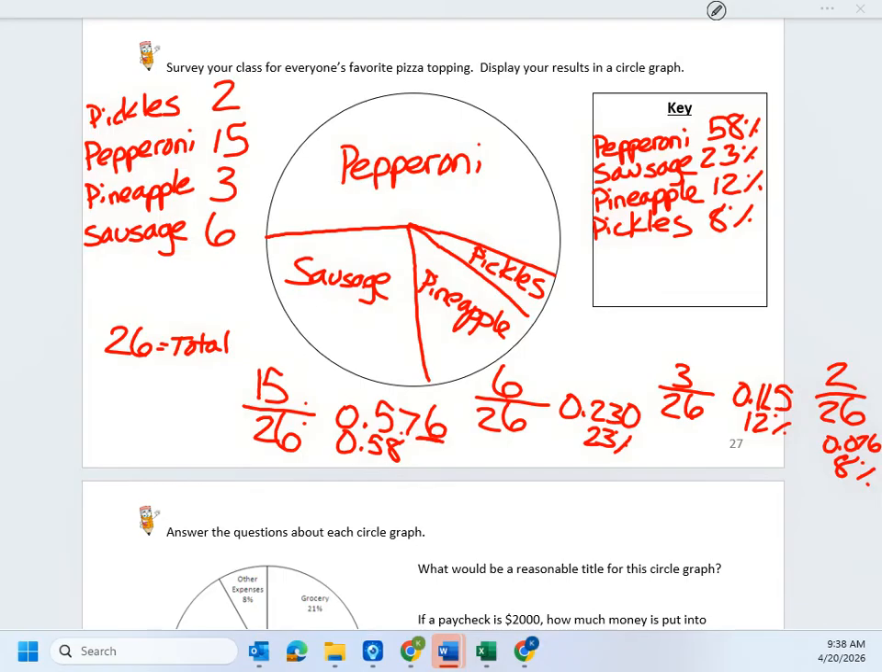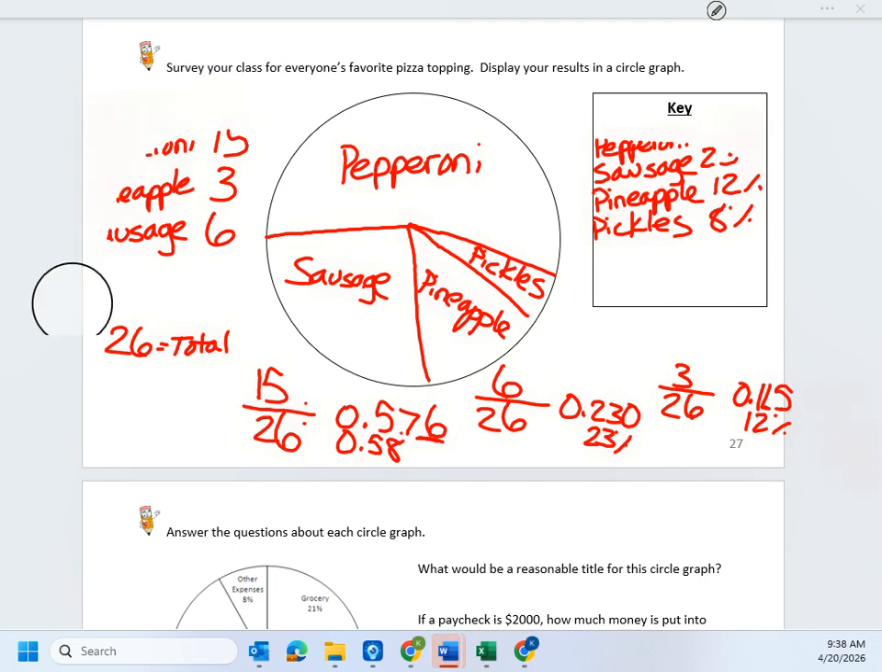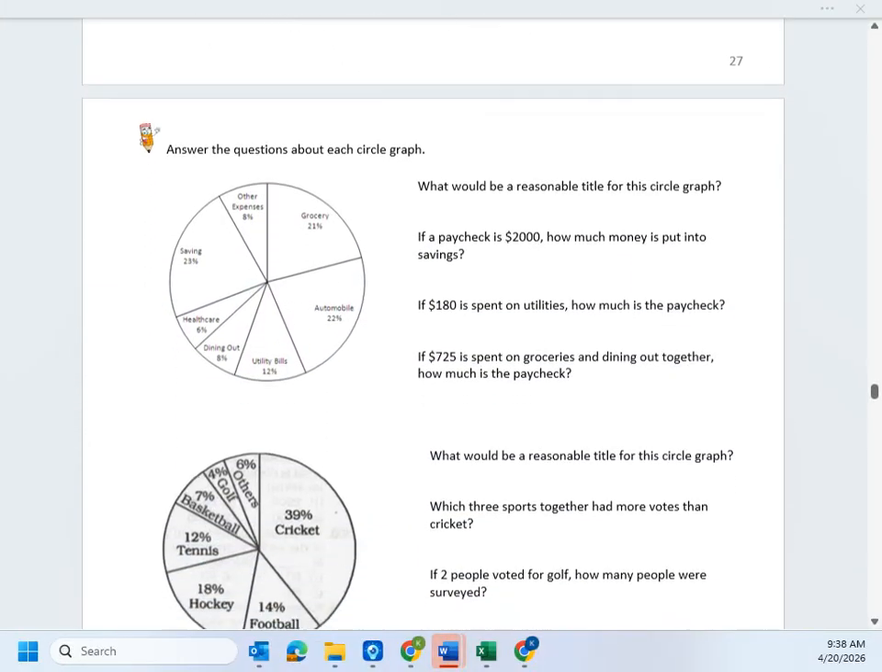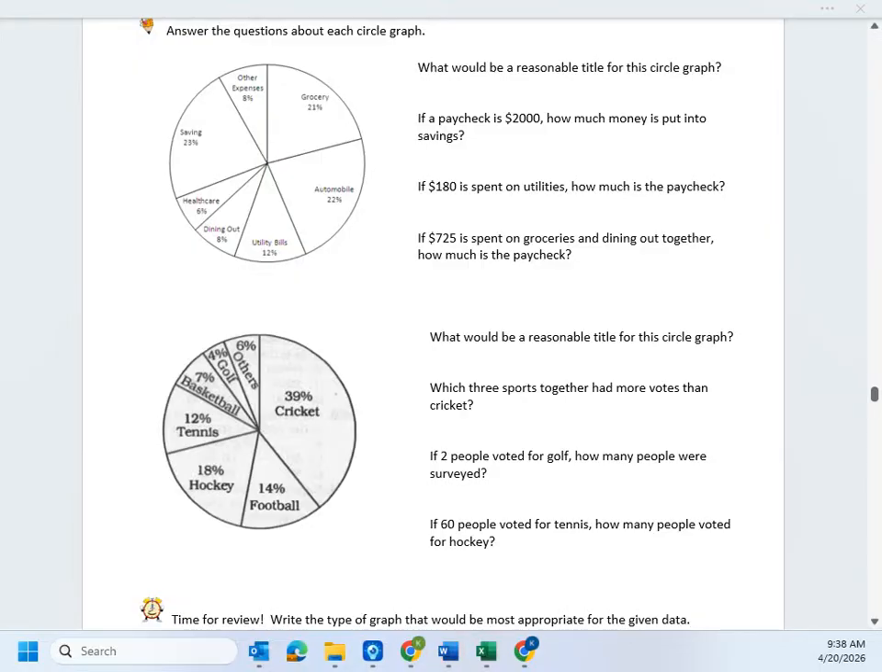Okay, let's look at our work page for today. The biggest thing to remember is that it's out of 100% and how to find those percentages. So if we add all these percentages up, we need to look at what a title would be for this circle graph. Groceries, automobiles, utility bills, dining out, healthcare, savings, and other expenses. What do you think would be a good title for this graph? What do all of these different percentages have to do with?